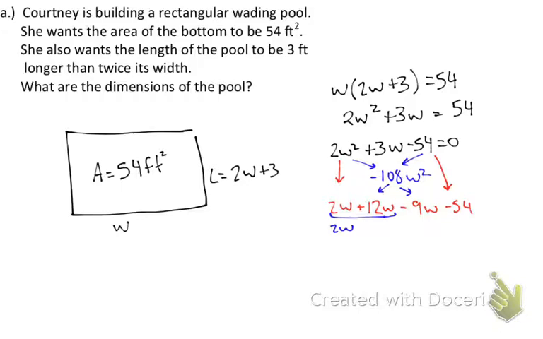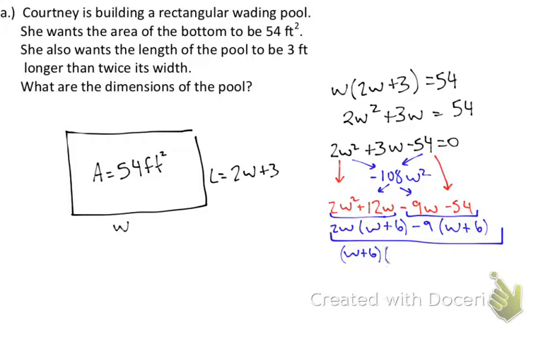So the first group has 2W in common. Our second group has negative 9 in common. So then the parentheses are now both the same, W plus 6. So we can factor that out to the front, and we have 2W minus 9 equals 0. So from here we can set each part equal to 0 and solve for W. Taking the first one, when we solve for W, we get W equals negative 6. And the second one, W equals positive 9 over 2.